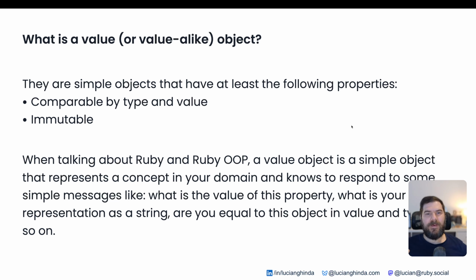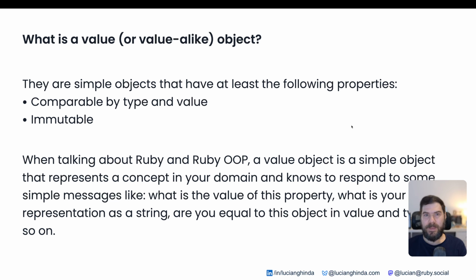What is a value or value-like object? These are simple objects. This is the general definition: they have at least the following properties. They can have multiple properties, but two I think are important for us today. They are comparable by type and value, and they are immutable.